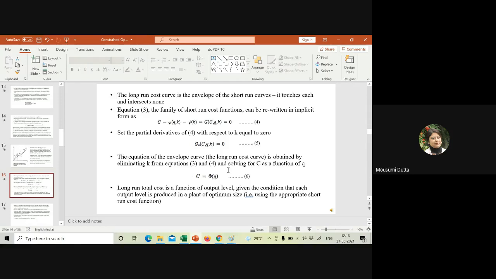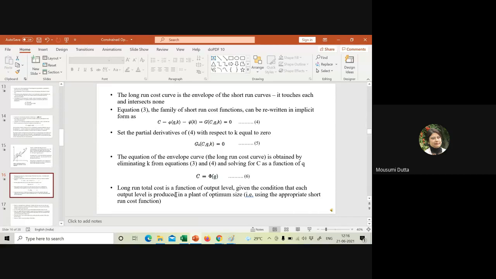The equation of the envelope curve or the long run cost curve is obtained by eliminating K from equation 3 and 4 and solving for C as a function of Q only. So this is the equation for the long run, G of CQK. And if I consider the short run, it is C minus phi K Q is equal to 0.